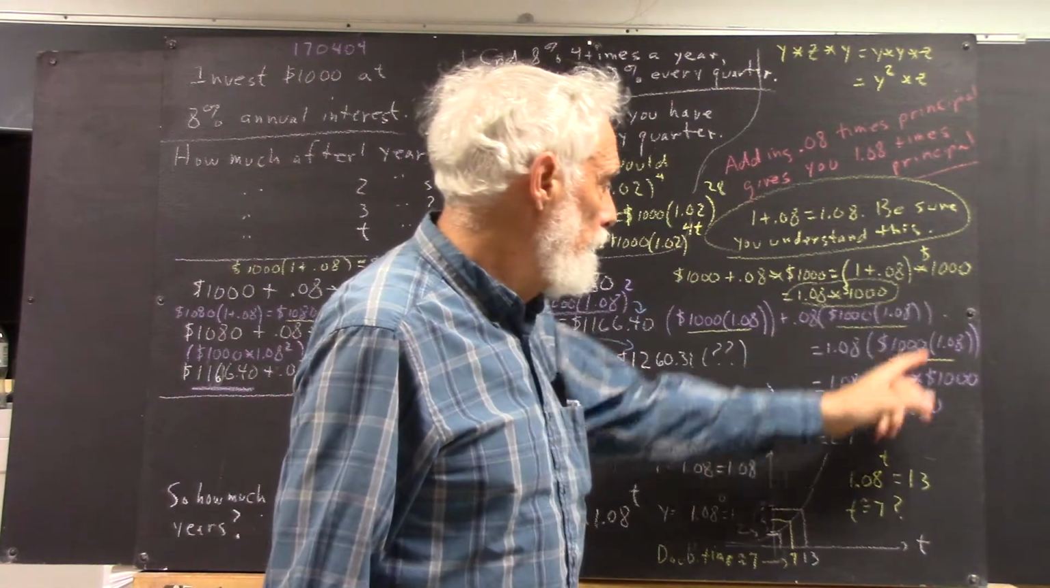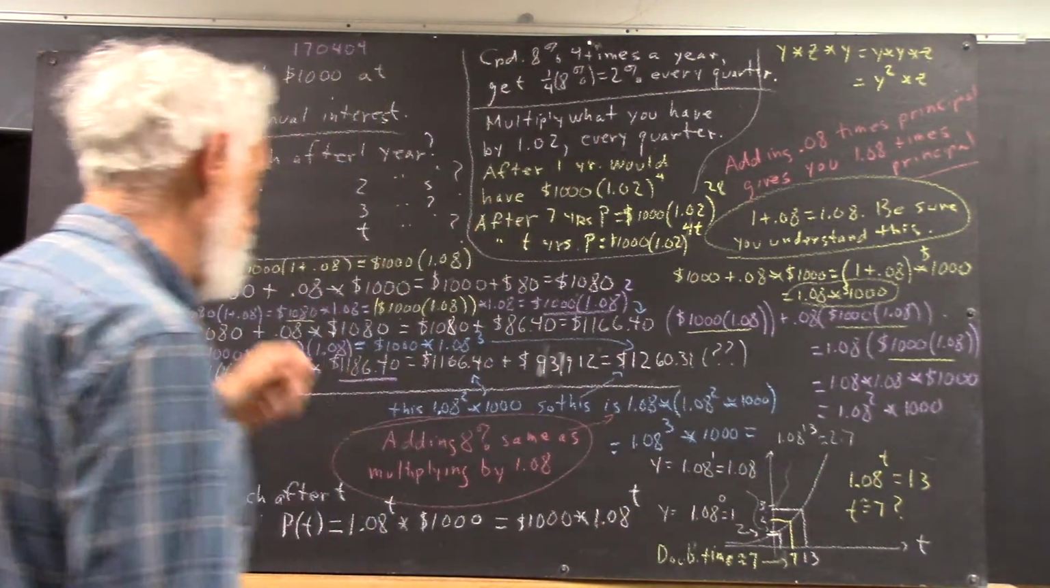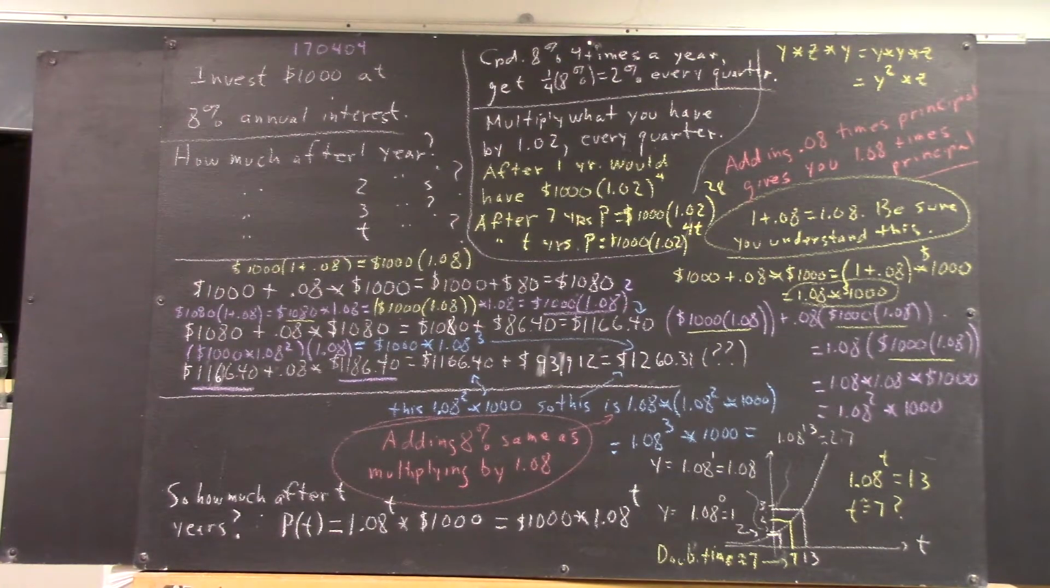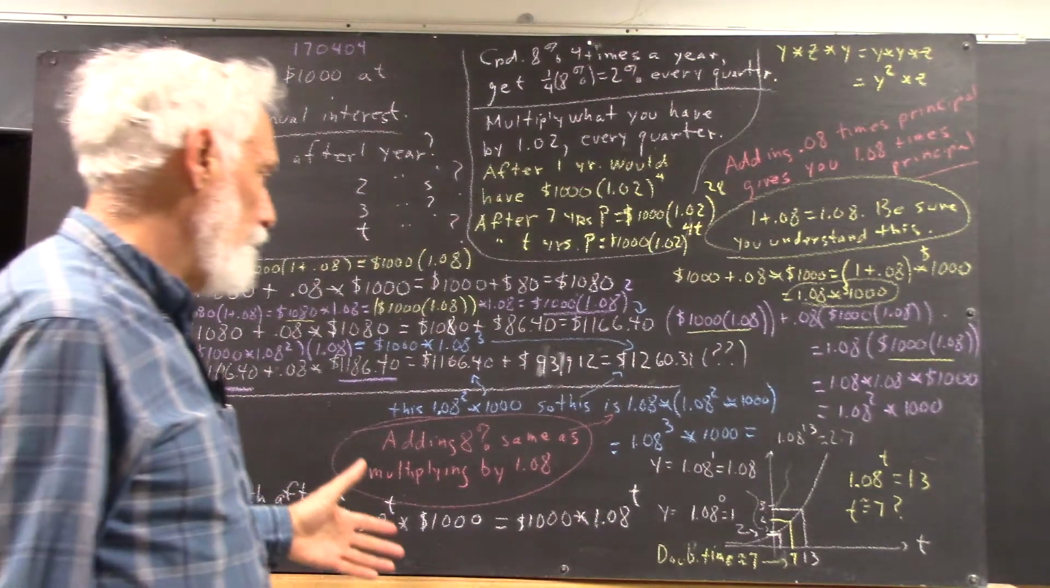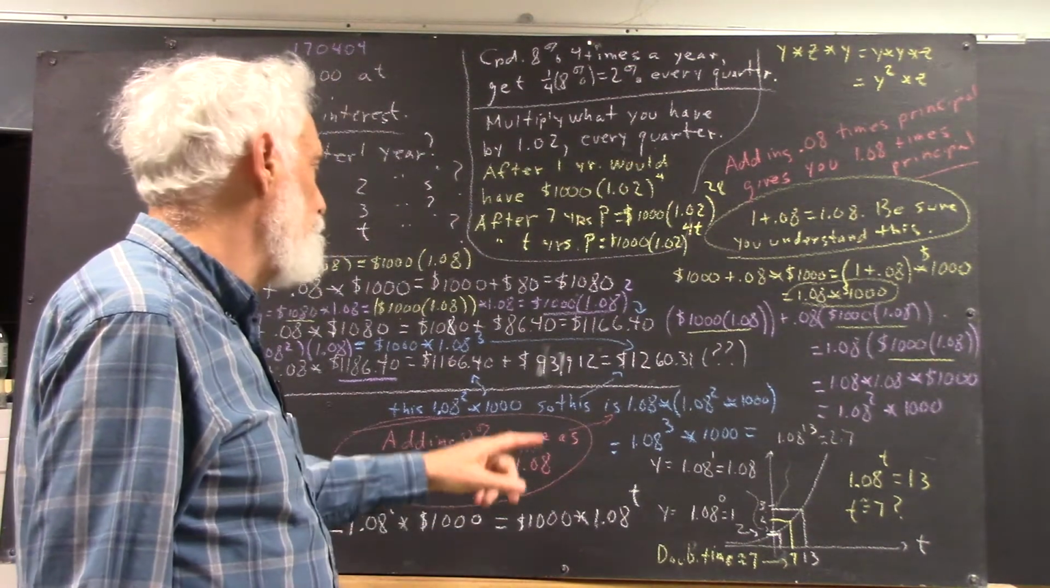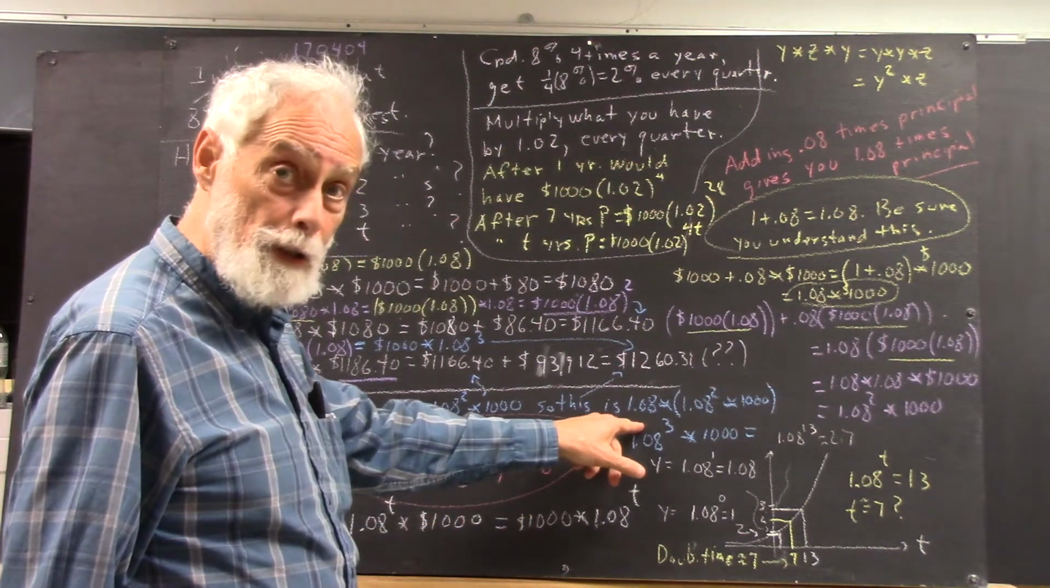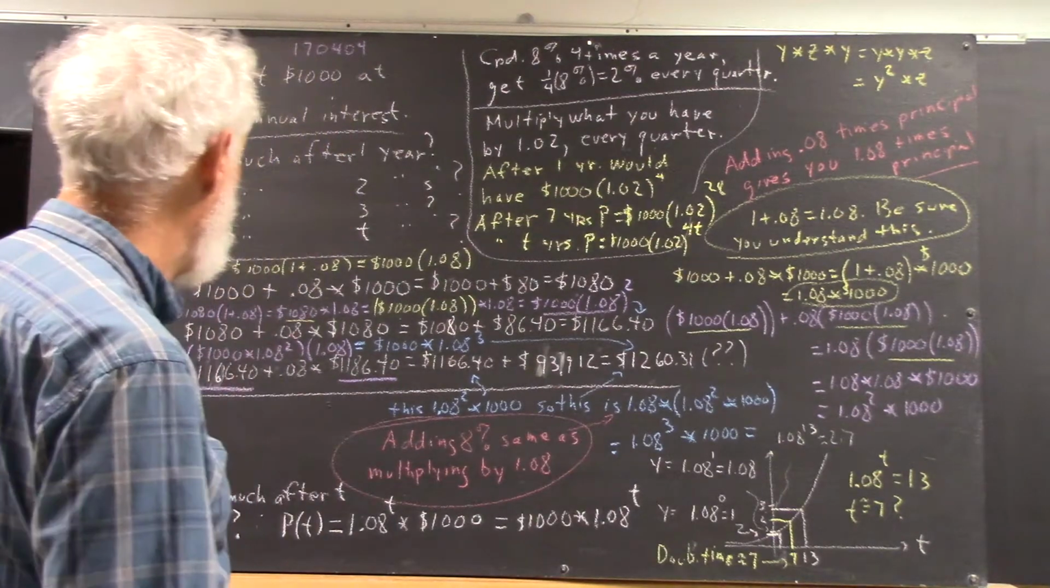So I've just written out here pretty much the same thing I wrote over here, so that's not essential. And here I've just, again, pointed out adding 8% is the same as multiplying by 1.08. I've got to keep emphasizing that.